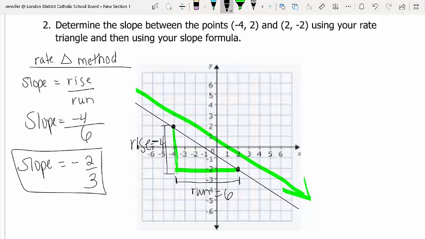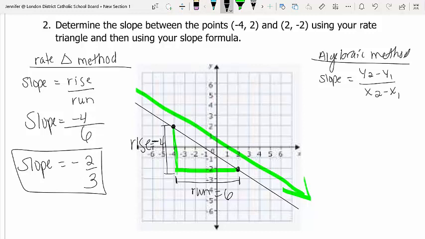Okay, let's use the algebraic method. So first write down your slope formula. So it's y2 minus y1 divided by x2 minus x1. Second is label your points. So let's pick this one to be our first point. So he's going to be x1 and y1. And this guy's going to be our second point. So x2, y2. It actually doesn't matter which one's your first or your second point. I could have picked this one as my first point and labeled it x1, y1. And this one as my second point and labeled it x2, y2, and I would have got the same answer.